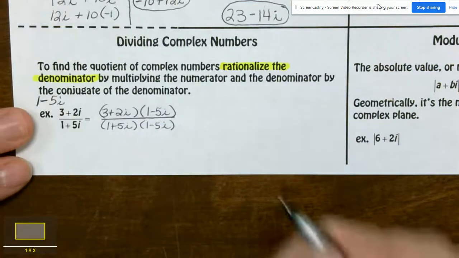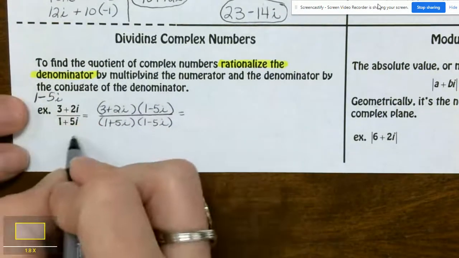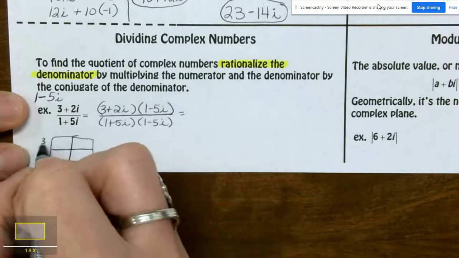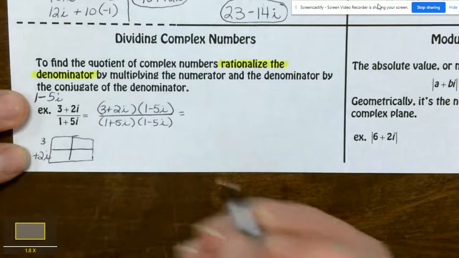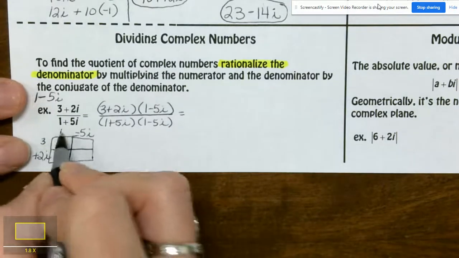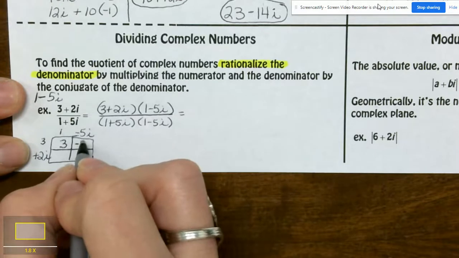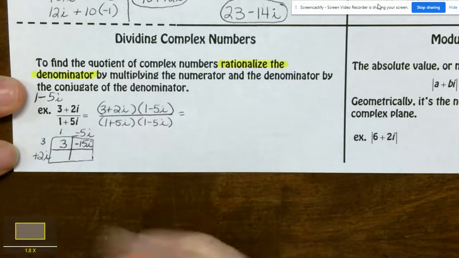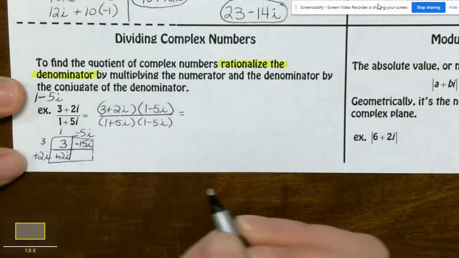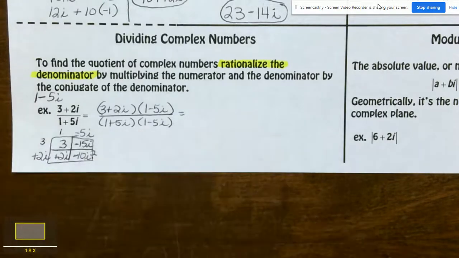Now, if you want to do the box method, I'm going to do it on the top first, right here where you can see what I'm doing. I've got 3 plus 2i and 1 minus 5i. Let's see what we get. 3 times 1 is 3. 3 times negative 5i is negative 15i. 2i times 1 would be a plus 2i. And then 2i times negative 5i would be a negative 10i squared.